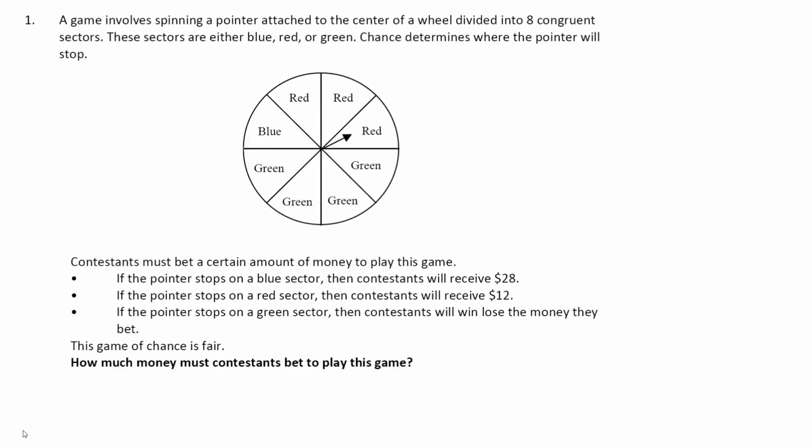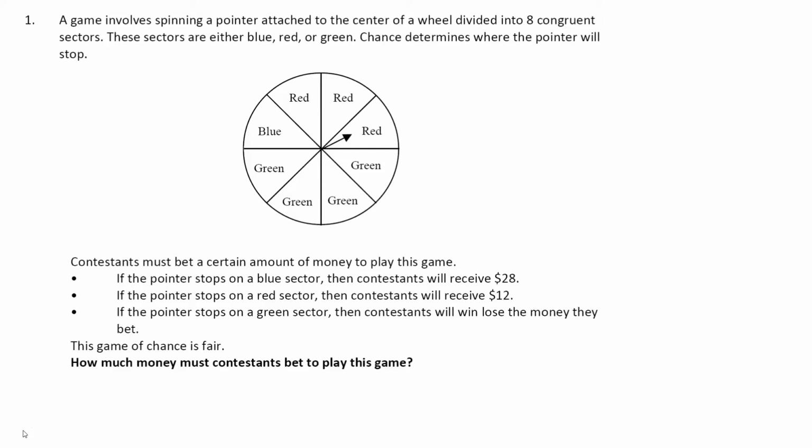If the pointer stops on a blue sector, then contestants will receive $28. If the pointer stops on a red sector, the contestants receive $12. If the pointer stops on the green sector, then contestants will lose the money they bet. The game of chance is fair. How much money must contestants bet to play this game?